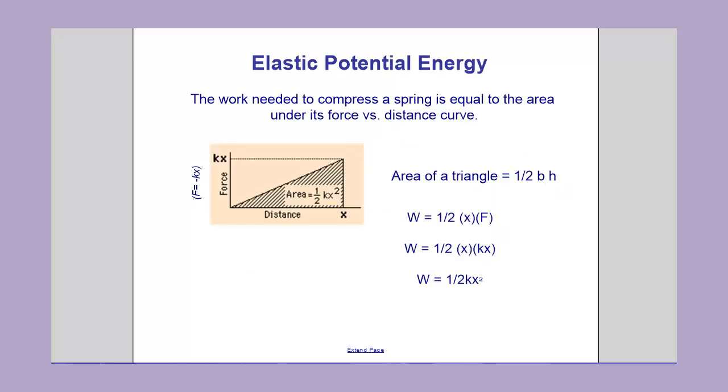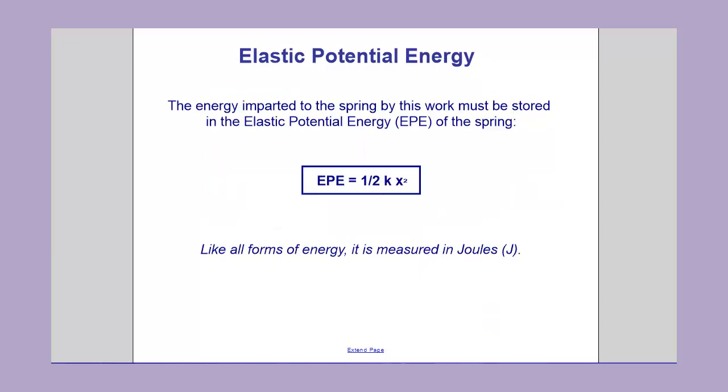So the work needed to compress a spring is equal to the area under its force versus distance curve. So if we had force and distance, the area would be 1/2 times kx squared. If you think about a triangle, 1/2 times base times height. And since we have an x here and an x here, it's going to be squared, which is why you get this work right there, because work is force times distance. So kx squared times x, and then the 1/2 for the base times height. So we get that our EPE is 1/2 kx squared.